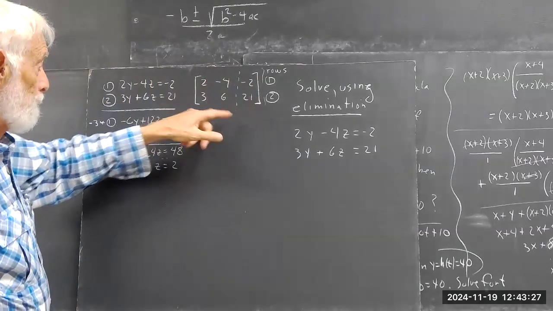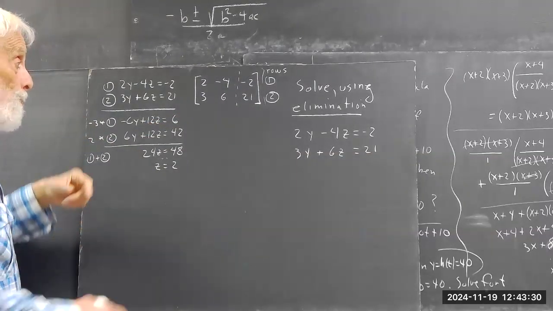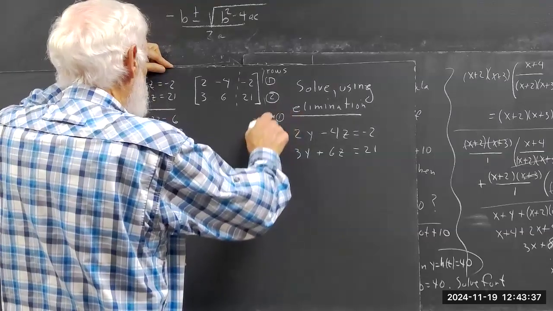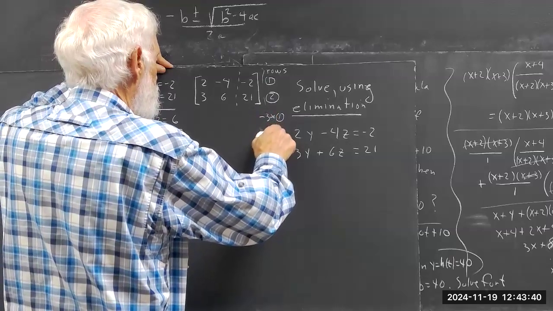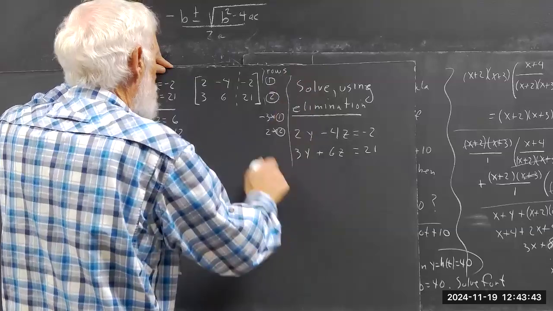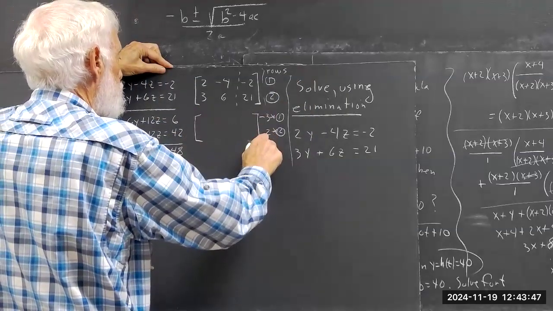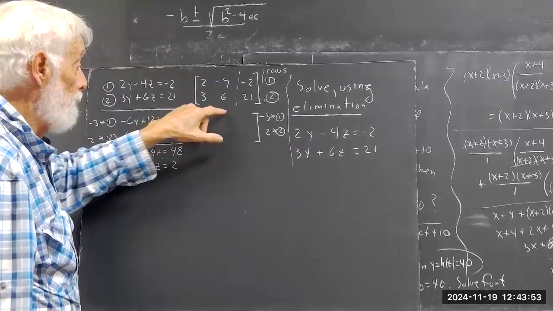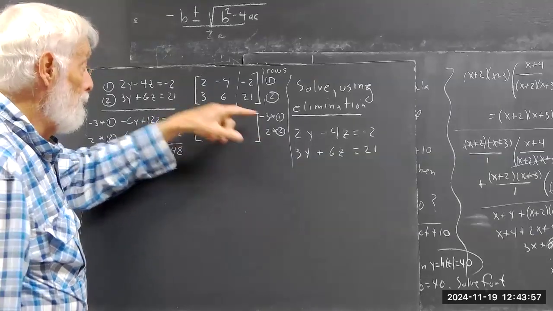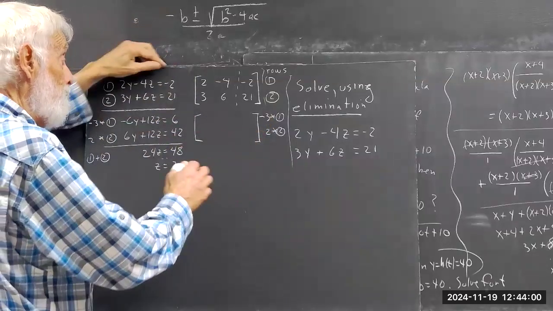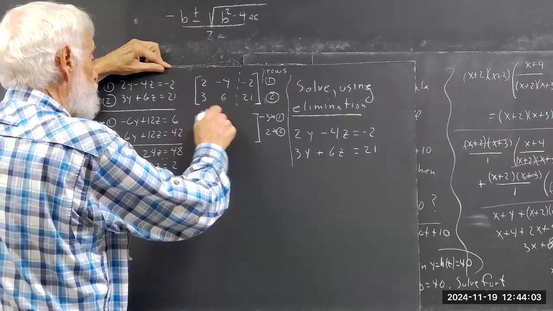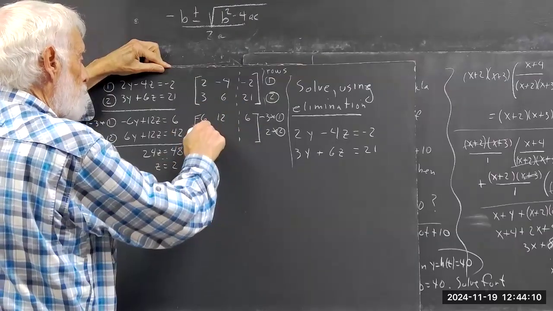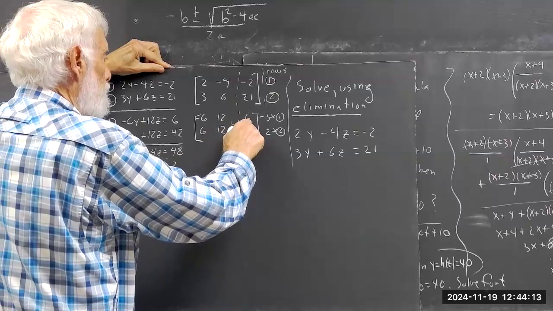I'm going to do exactly the same thing to the rows that I did to the equations. So I'm going to do -3 times row 1 and 2 times row 2. I just go through and multiply all these numbers by -3 and multiply all these numbers by 2. Okay? In other words, row 1 all gets multiplied by -3. I get 6, -6, 12, and 6. And all the numbers in row 2 get multiplied by 2. I get 6, 12, and 42.